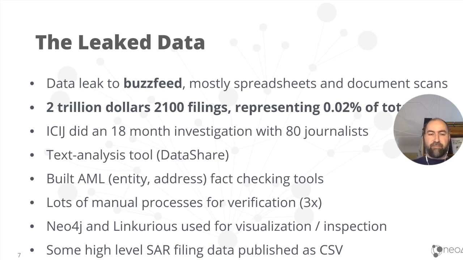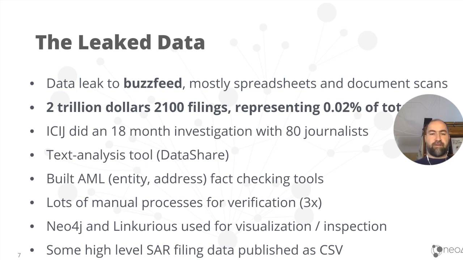So they basically built inside of the ICIJ an AML tool, an anti-money laundering tool that banks could probably get from them, which is kind of fun. They, of course, also use their text analysis tool called DataShare, which is open source, to extract entities from the text, if possible, and manage all the PDFs and documents. And Neo4j and Linkurious, our partner, were used for visualization and inspection.